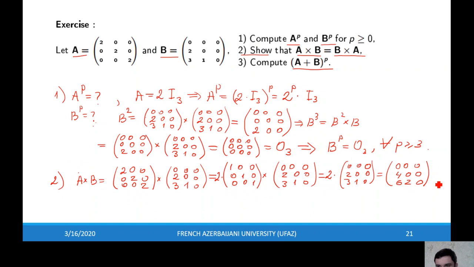That's all. Then we calculate B times A. Using the same method, if you calculate this, you will see the result will be 0, 0, 0, 4, 0, 0, 6, 2, 0. And from this and this, we obtain that A times B is equal to B times A.